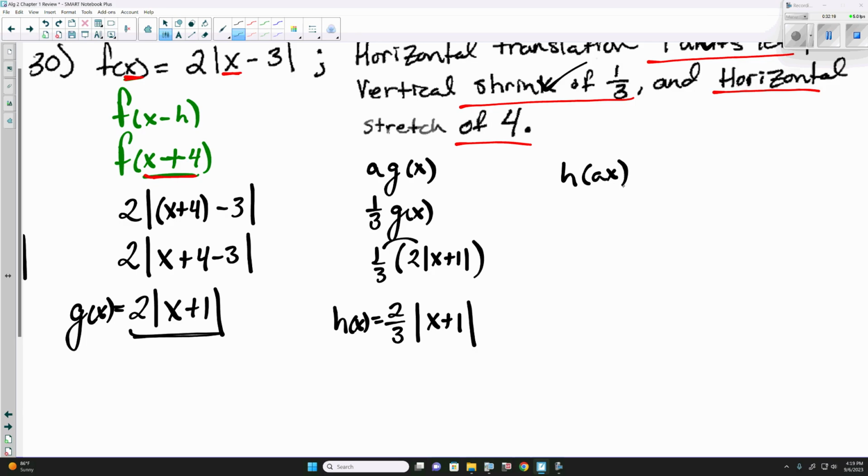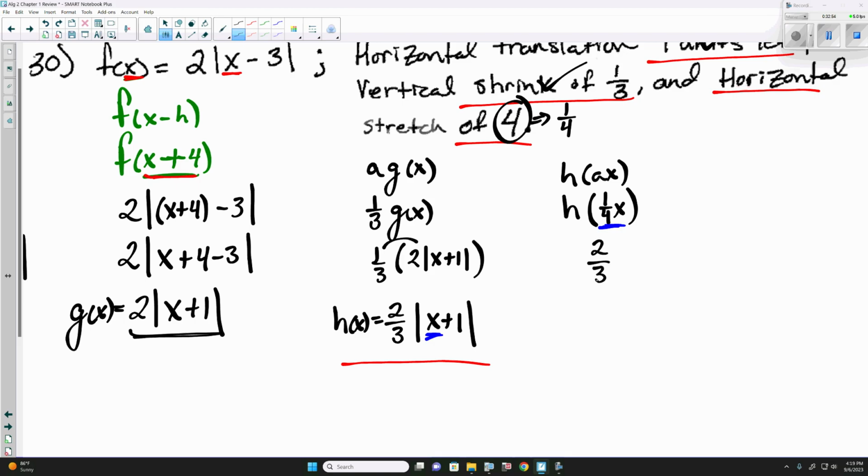Now horizontal stretch and shrink would be our a of x inside the parentheses, and since we're applying it to h of x, we'll say h a of x. Now with horizontal stretch or shrink, we have to flip it. So since it was 4, we flip it to 1/4. So we'll have 1/4 x. Now again, just like some of the previous, we don't have x anymore inside the parentheses. We have 1/4, which means every x in the function has to be replaced with 1/4 x.